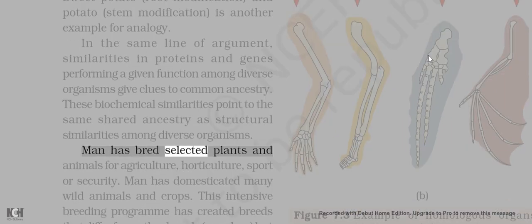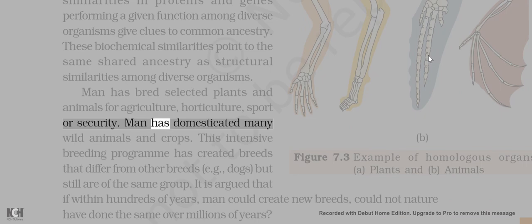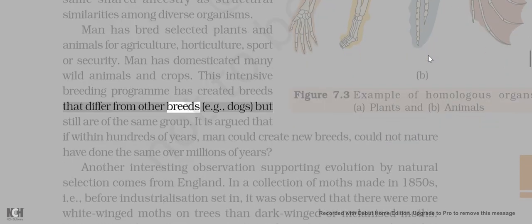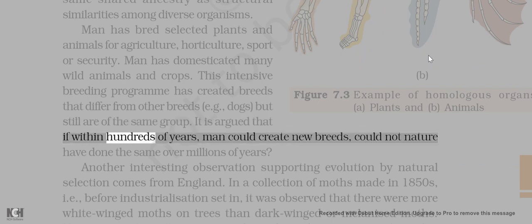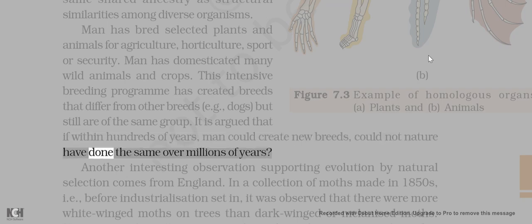Man has bred selected plants and animals for agriculture, horticulture, sport, or security. Man has domesticated many wild animals and crops. This intensive breeding program has created breeds that differ from other breeds, e.g., dogs, but still are of the same group. It is argued that if within hundreds of years, man could create new breeds, could not nature have done the same over millions of years?